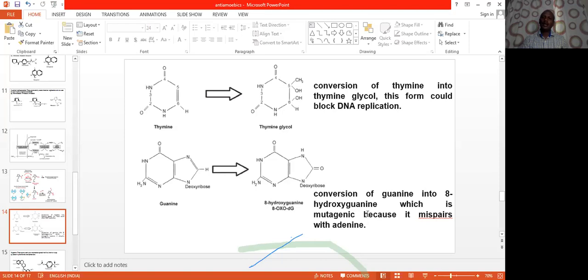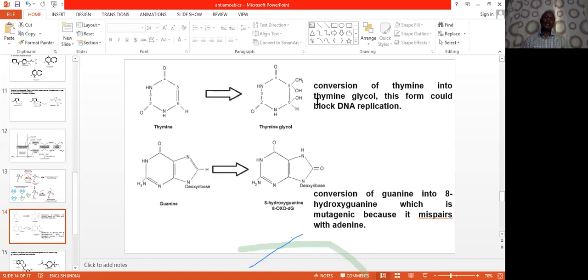Okay, and here also you can see the conversion of guanine into 8-hydroxyguanine, which is mutagenic because it mispairs with adenine. So in this way, they can cause the DNA damage, and thereby it prevents the cell replication and finally leads to cell death. This is the mechanism of action of metronidazole, the imidazole derivative. So imidazole derivatives release the superoxides, and these superoxides can cause damage of proteins, and also damage of DNA.